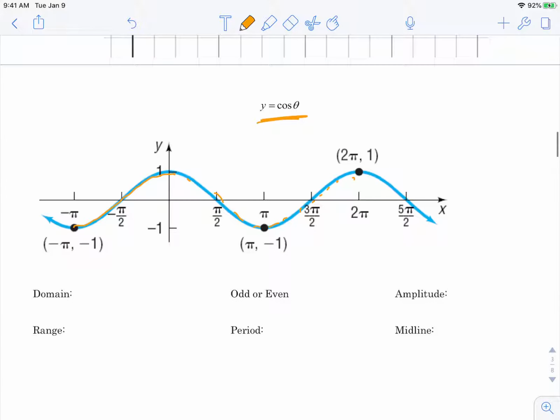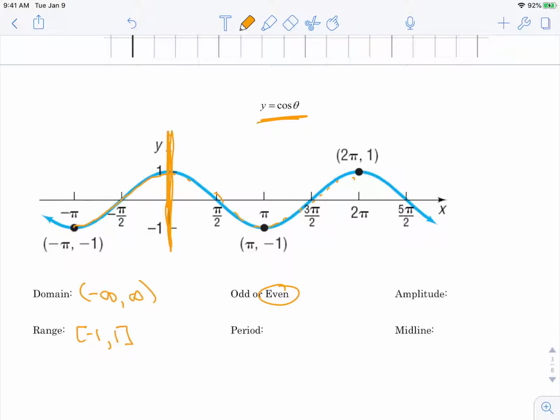So for this one, your domain, if you take a look at this graph, well, again, you can put in all angles that you would like. So it's negative infinity to infinity. My range, my y values, well, the lowest it goes is negative 1, and the highest it goes is 1. Odd or even? Well, remember, it's even if it's symmetrical with the y-axis, and this is. I could fold this graph on top of itself over the y-axis, so this is even.